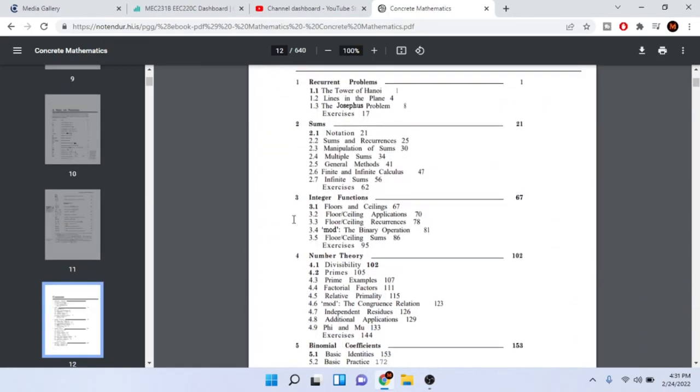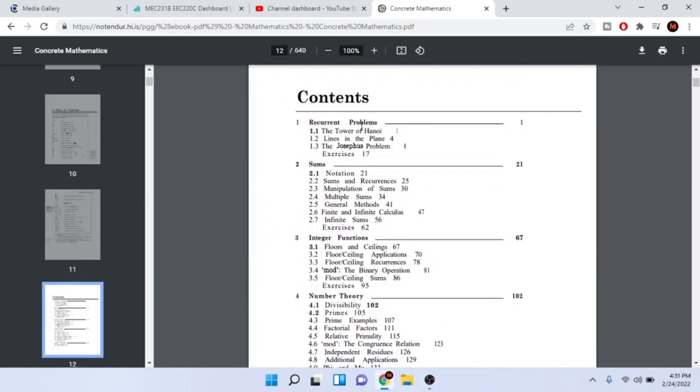If you look at the topics in this book, the starting topics are recurrence problems, which are pretty much exactly the same as the algorithms in competitive programming. Tower of Hanoi is actually a thing in competitive programming. Lines in the plane is also a thing in competitive programming. And then the Josephus problem, I don't know what that is, but that is a thing. And that's just the first chapter.